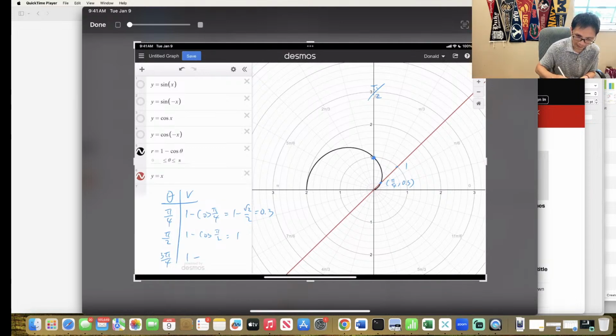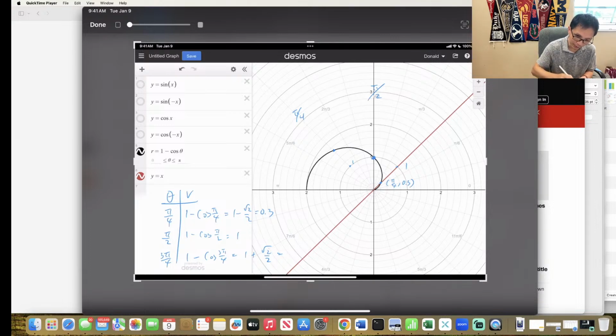1 minus cosine of 3 pi over 4. I have no idea what that is. So it's 1 plus square root of 2 over 2. That's about 1.7. So you're going to see here, this is pi over 4. 1.7 is bigger than the first ring. So this is a 1, and 1.7 is right here. Do you see that?